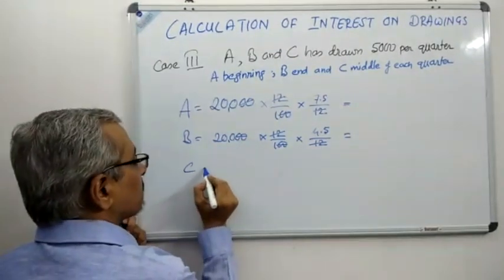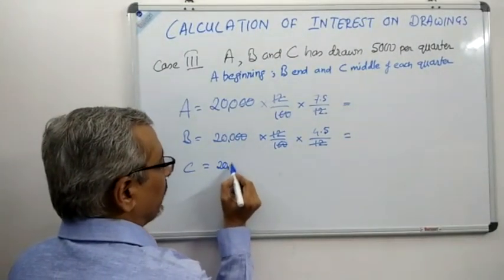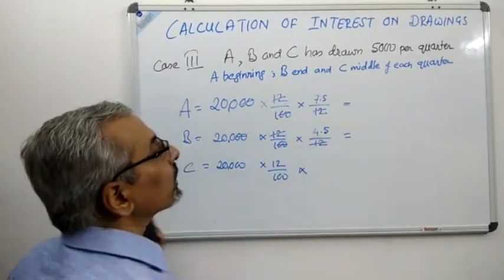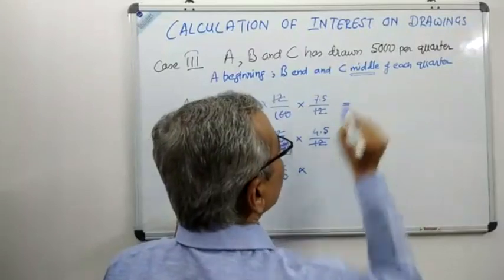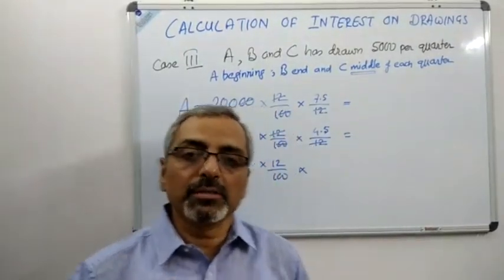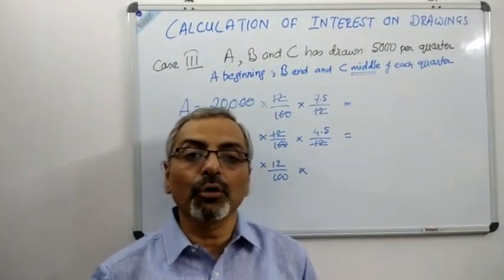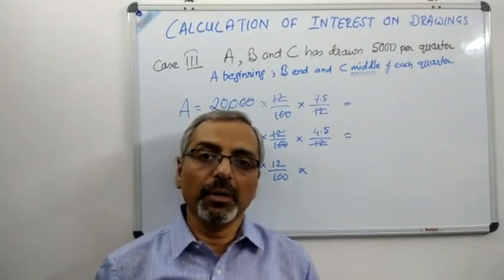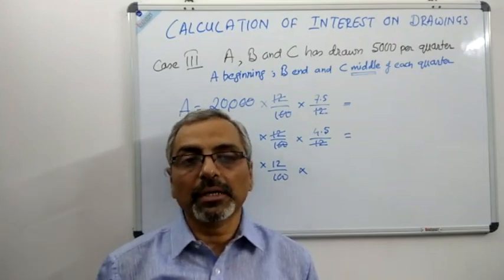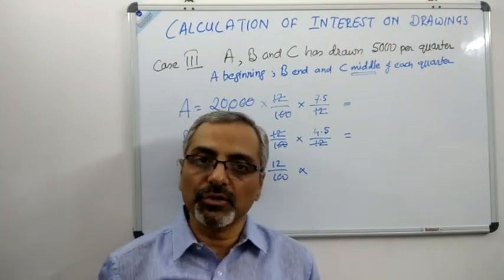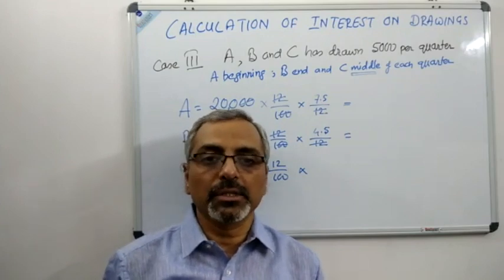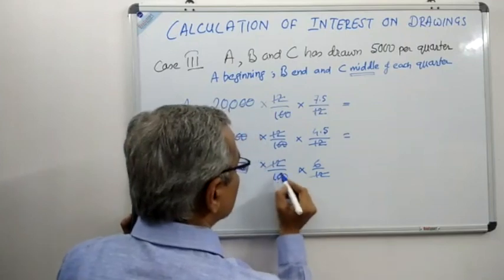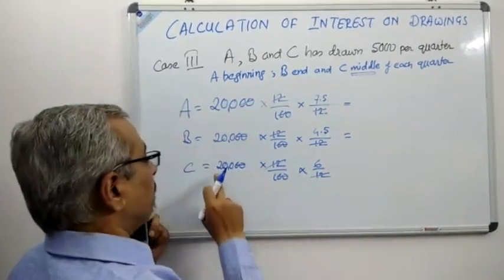The last case is C. C has also drawn 20,000 and it is 12 by 100. And see over here, whenever the word middle is mentioned, very important: middle of the month, middle of the quarter, or if no information is given about when the drawing has been made, then the interest will be calculated for 6 months. Middle means 6, and you have to calculate it for 6 months over here. So we'll calculate it for 6 months. 6 divided by 12. Let us cancel it. And you can see over here we are having 200 into 6.